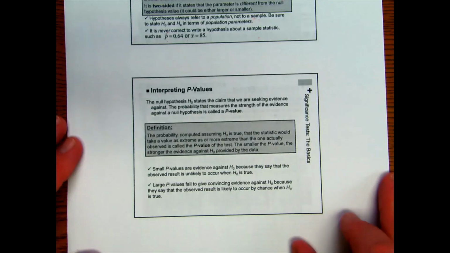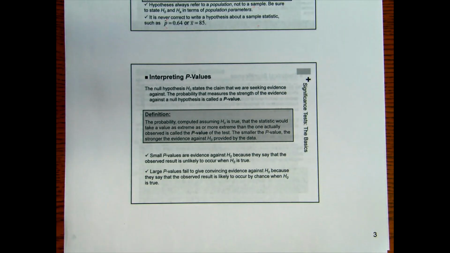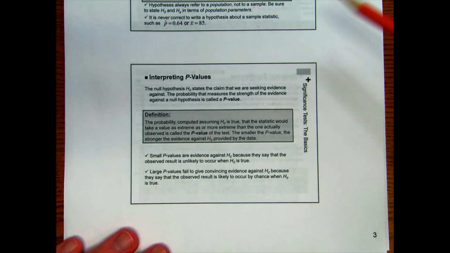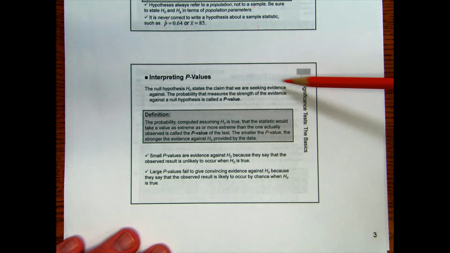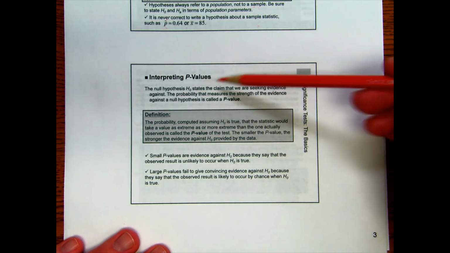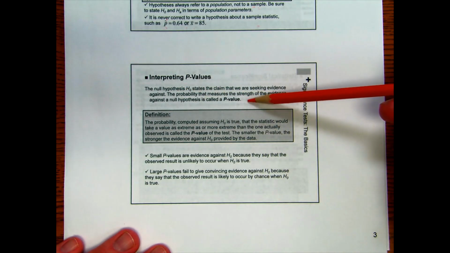All right, for the types of problems that we do in this class, there's always going to be a p-value associated with your significance test. The null hypothesis, your Ho, states the claim that we are seeking evidence against. The probability that measures the strength of the evidence against the null hypothesis is known as the p-value.